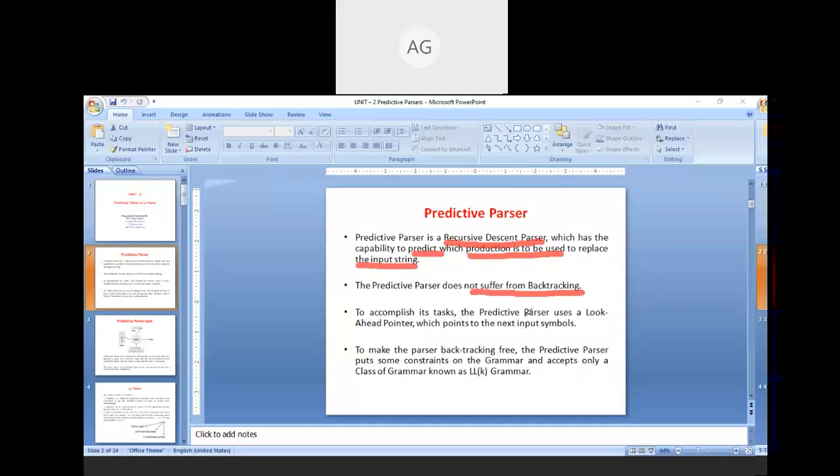To accomplish its task, the predictive parser uses a look ahead pointer which points to the next input symbol. So here the look ahead pointer is important. To make the parser backtracking free, the predictive parsers put some constraints on the grammar and accept only a class of grammars known as LL(k) grammars. So there are some restrictions on the grammar in order to make it suitable for a predictive parser, which is also known as the LL(k) grammar. Moving to the next slide.